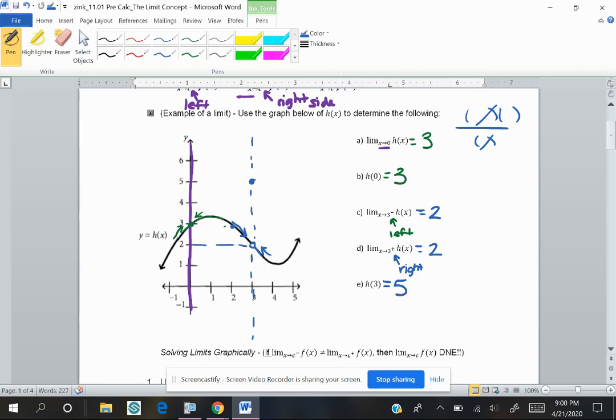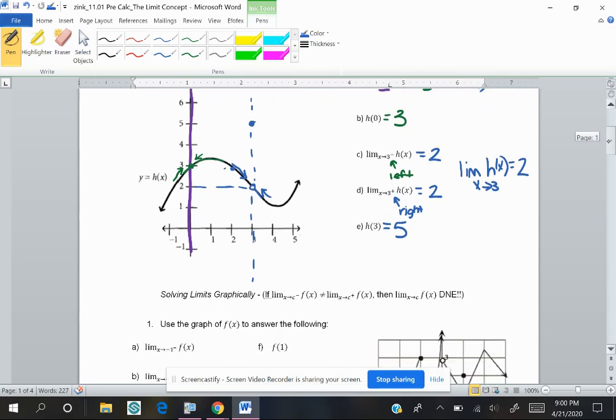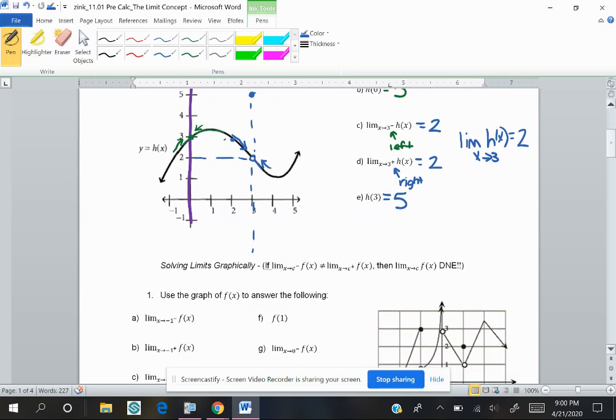So in this case, you might ask, does the limit exist? Yes, the limit as x approaches 3 of h of x is the same from the left and the right side. So that's 2. But we will never actually reach that point because it's an open circle. So we never reach the limit, but the limit does exist.